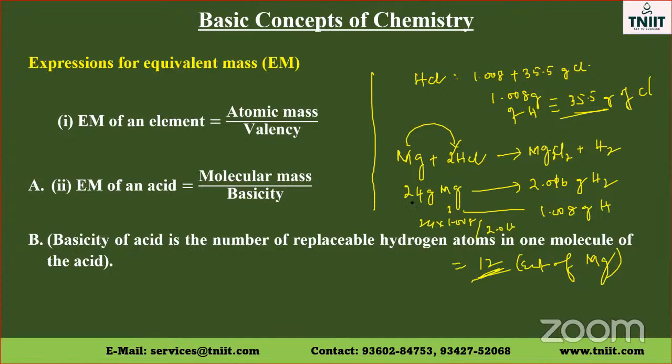It is not 24 because 24 grams of magnesium gives 2 grams of hydrogen. 24 grams of magnesium is equivalent to 2.016 gram of hydrogen. But equivalent mass is not based on that. It should be based on 1.008 gram of hydrogen. So therefore, it will be 12. So 12 grams of magnesium is equivalent to 1.008 gram of hydrogen.